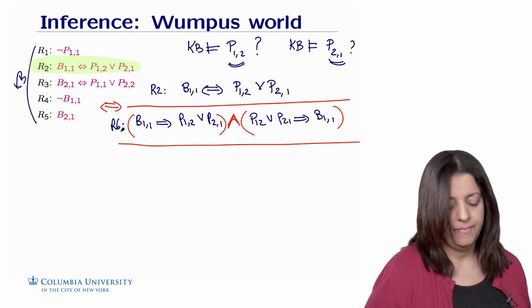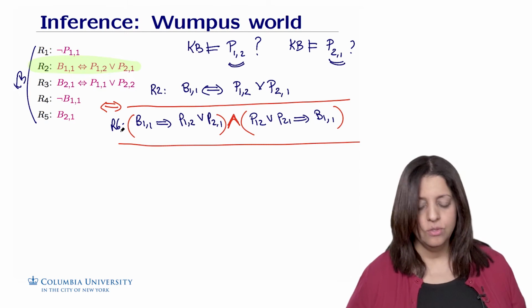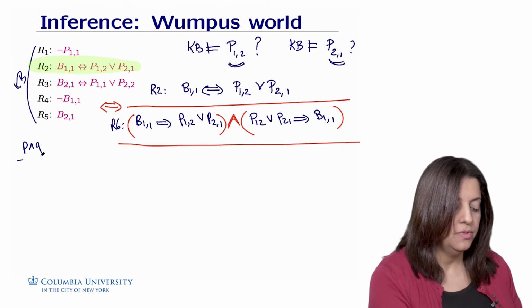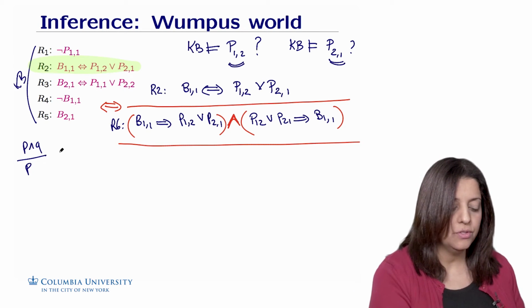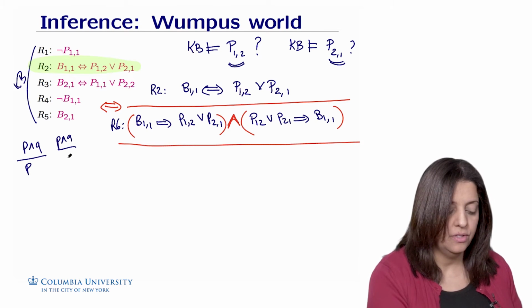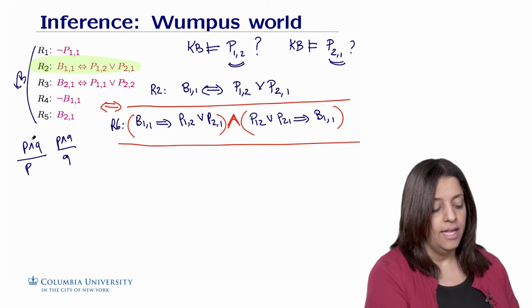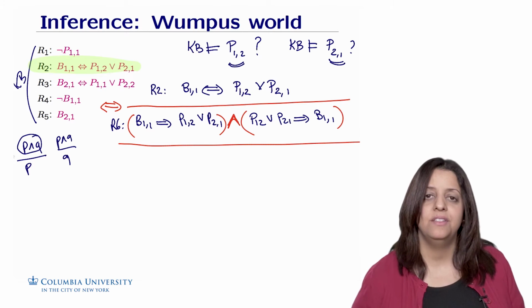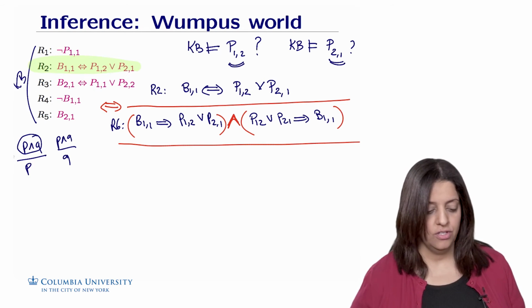From R6, remember that if we have proposition P and proposition Q, then we could infer P. And we could also infer Q. The reason is that if the conjunction is true, it's guaranteed that both of them are true, based on the definition of the connective of conjunction.